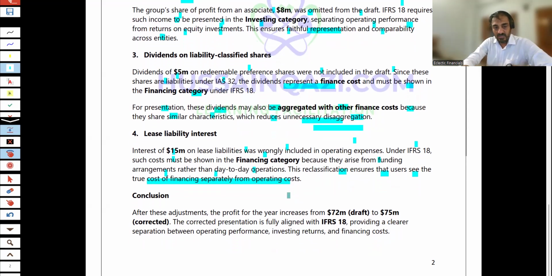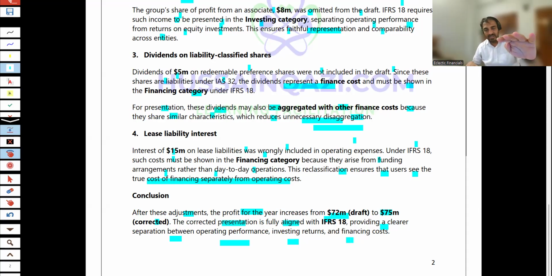Conclusion. After these adjustments, the profit for the year increased from 72 to 75. Yes, exactly, 72 to 75. The corrected presentation is fully aligned with IFRS 18, providing a clear separation between operating, investing, and finance categories. That is the way you need to draft.